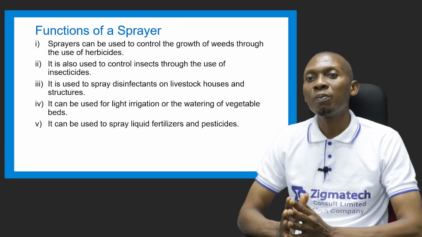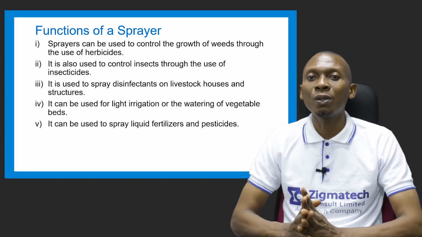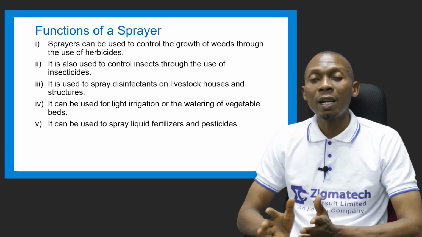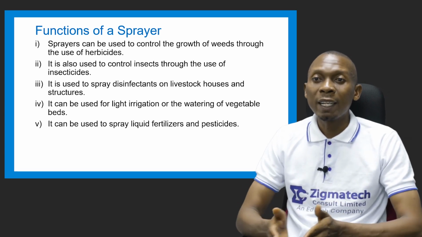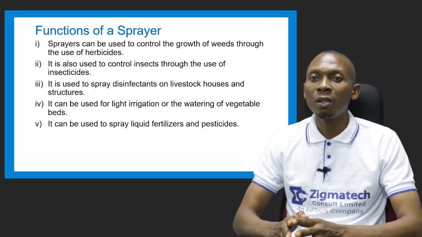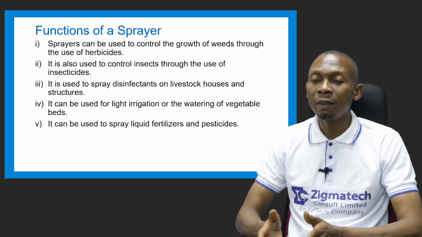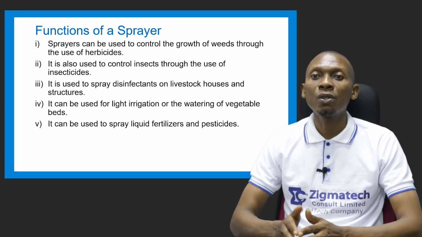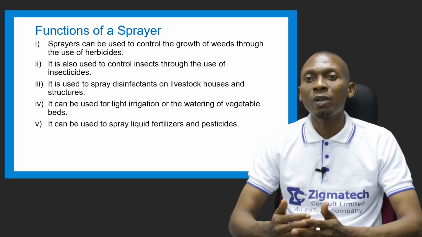It can also be used to spray disinfectants in our livestock houses and structures. So our livestock houses and structures need to be disinfected before restocking to produce our animals. So we need to kill off pathogens that are maybe breeding in the livestock houses. So you can use the sprayers to achieve that.